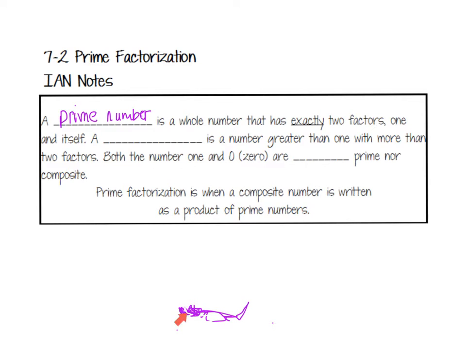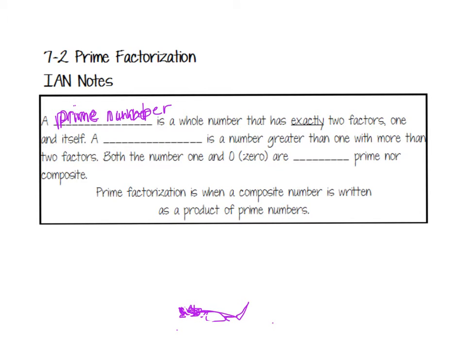Today we're going to be doing prime factorization. So the first thing we need to do is get these terms filled in. A number that has exactly two factors, one and itself, is called a prime number. That means I cannot break it down any further than 1 times itself.